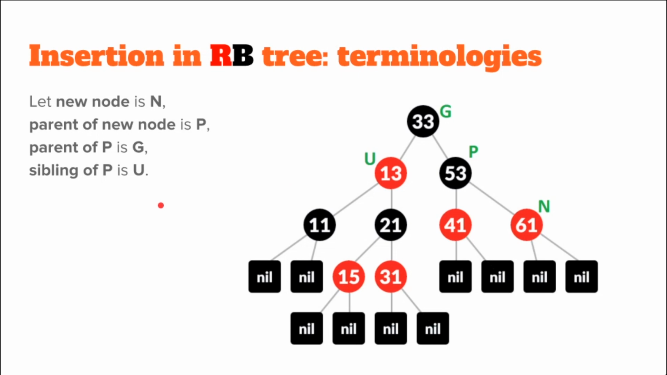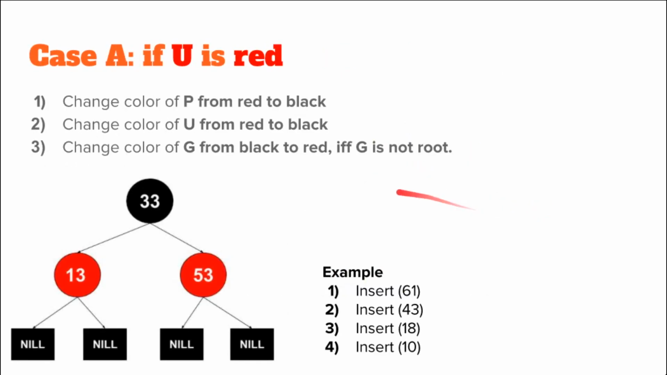Before we move on to actual cases of the insert operation, let's first clear the terminologies that we are going to use ahead. If newly created node is n, then the parent of the new node is p and parent of node p is g, which is actually the grandparent of the new node n. Also, the sibling of parent node p is u, that can be referred to as uncle of the new node n. Based on the color of uncle node u, there are 2 main cases of insertion in the red-black tree.